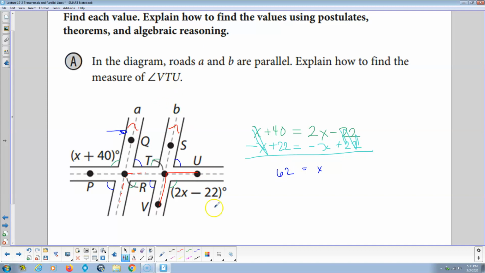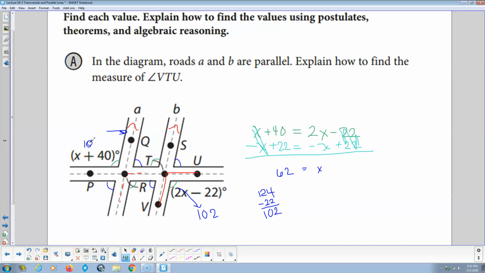So it says find the measure of VTU, so find the measure of this angle right here. So 2 times 62 is 124. And then we're going to minus 22 from that. So that's going to make that angle 102. Final answer. And by the way, this is 62 plus 40.